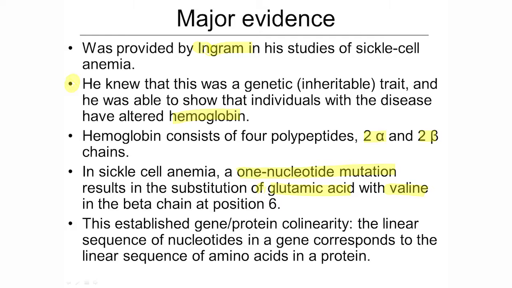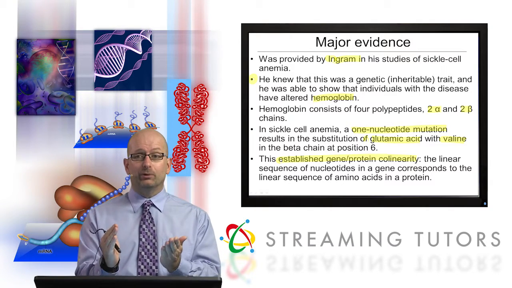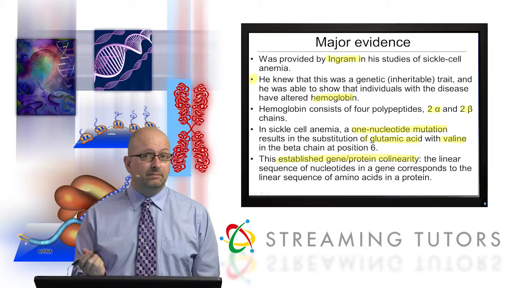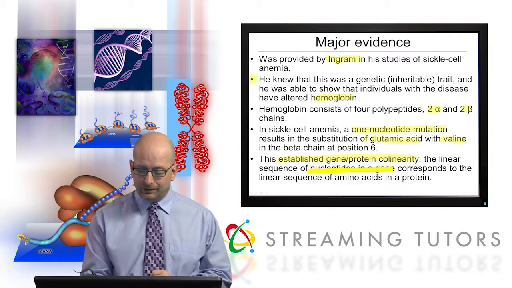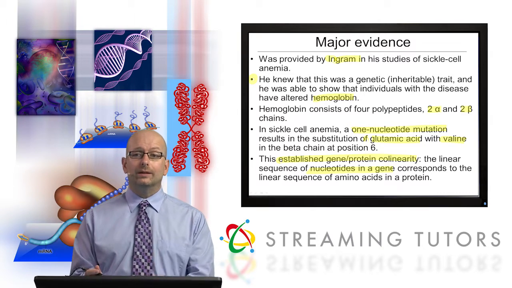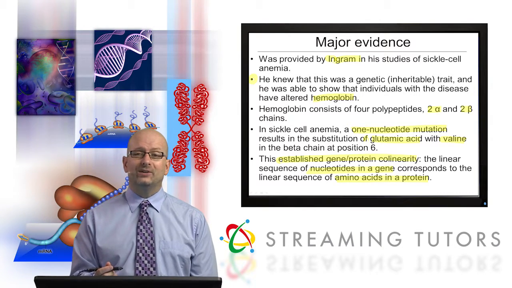So this is really what established the gene-protein collinearity. You look at the gene, there's a problem right there. You look at the protein, there's a problem in a similar linear position. And that's the bottom line, guys. The linear sequence of nucleotides in a gene corresponds to the linear sequence of amino acids in a protein. This is getting too exciting.